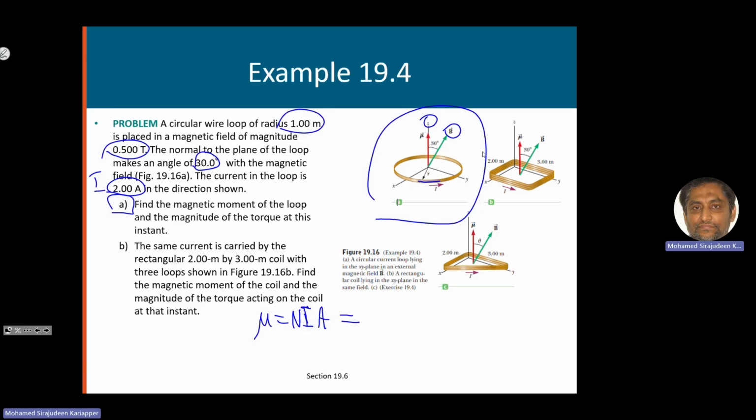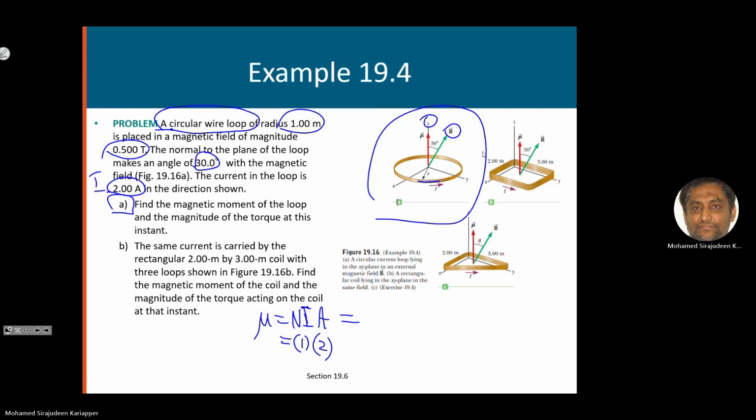Substitute. Is N given? How many loops do we have? It says a wire, one circular loop, so N is equal to 1. Otherwise they would say a wire loop having 100 turns, so 100 would be N, but here it is not so. It's saying a circular wire loop, which means N is equal to 1. I is the current through the loop, which is 2 amperes.